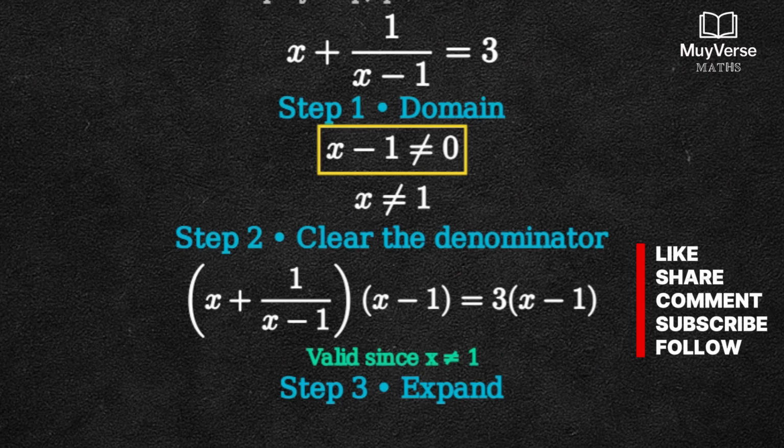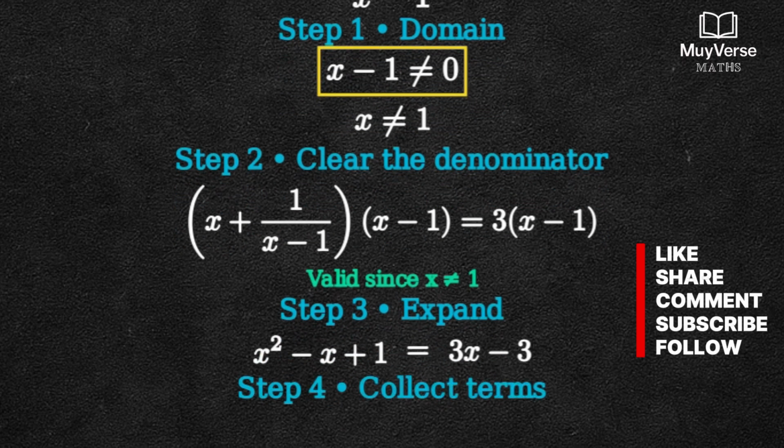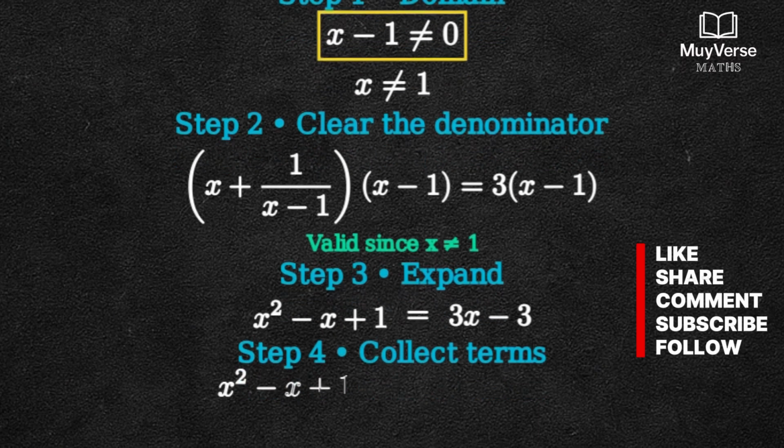Step 4. Bring all terms to one side. Subtract 3x minus 3 from both sides. We get x squared minus 4x plus 4 equals 0.